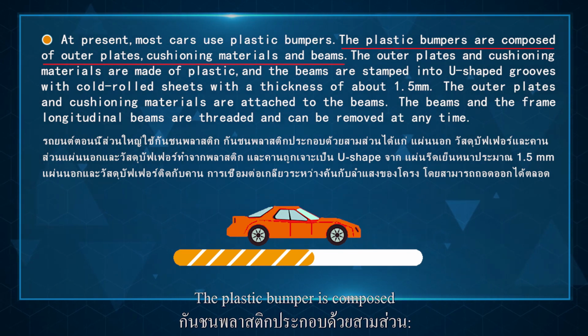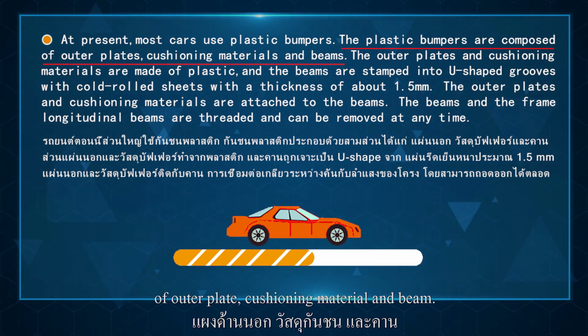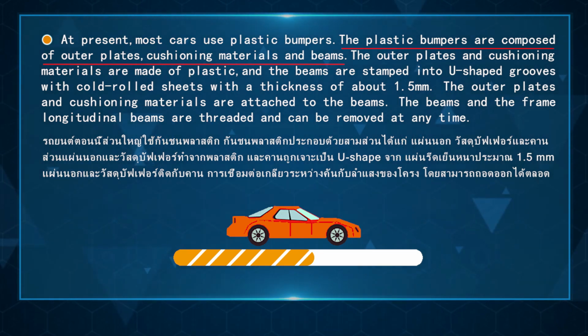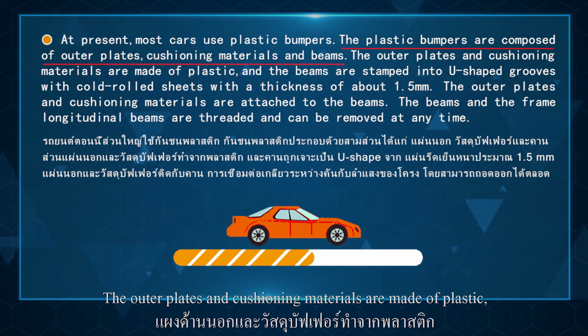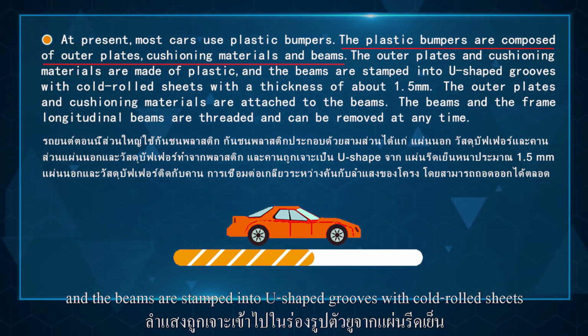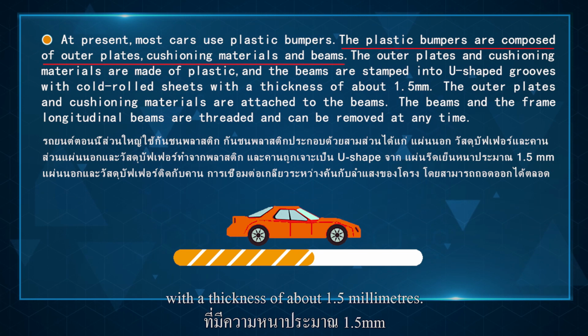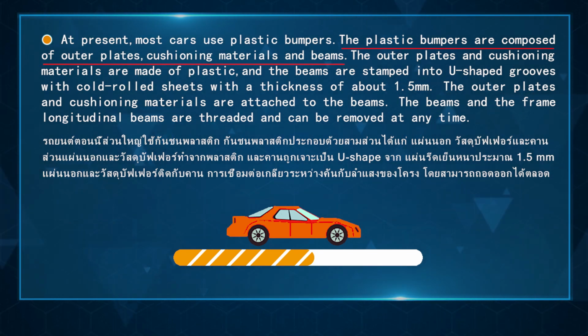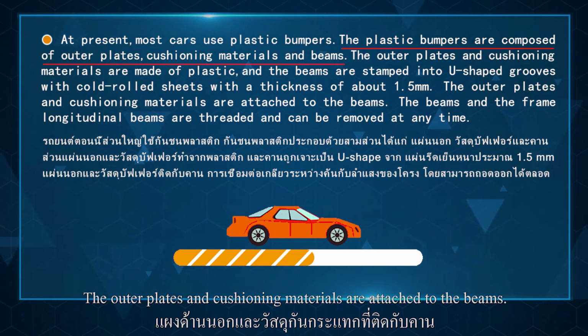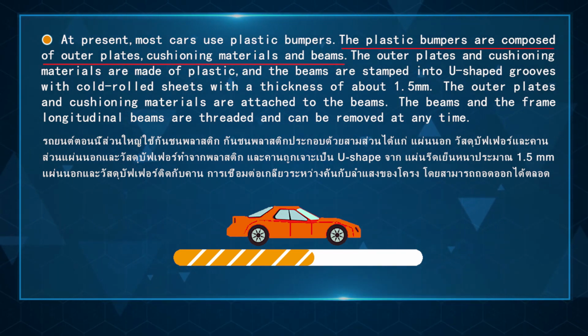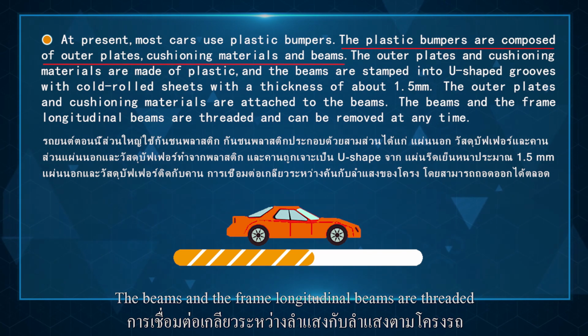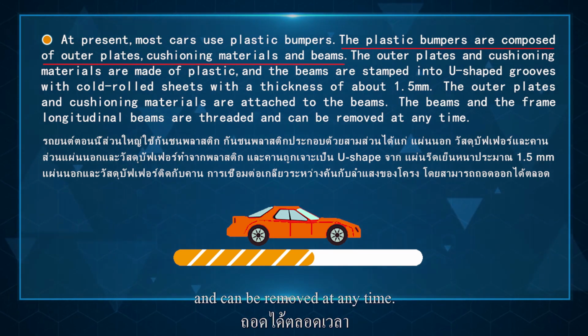The plastic bumper is composed of outer plate, cushioning material, and beam. The outer plates and cushioning materials are made of plastic, and the beams are stamped into U-shaped grooves with cold roll sheets with a thickness of about 1.5 millimeters. The outer plates and cushioning materials are attached to the beams. The beams and frame longitudinal beams are threaded and can be removed at any time.